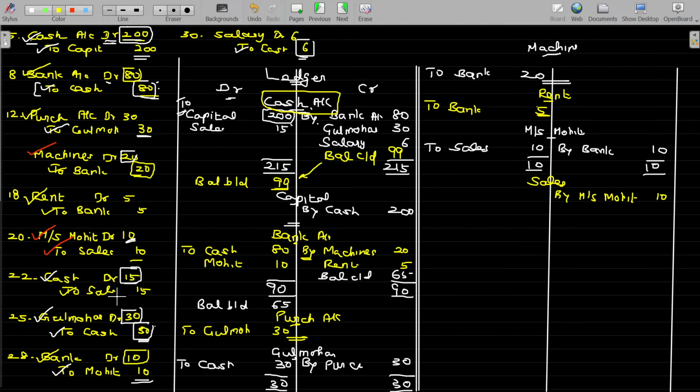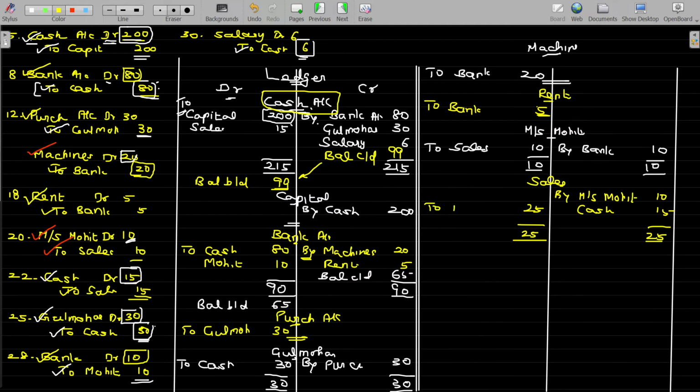And here is another sale on the credit side. So by cash, one is credit sales, another one is cash sales, 15. That's all. We don't have any other sales. Anyhow, we can tally this. The highest value is on the credit side, 25, and on the debit side no value is there. The entire 25 is the shortage.